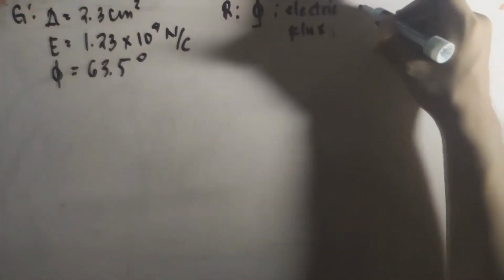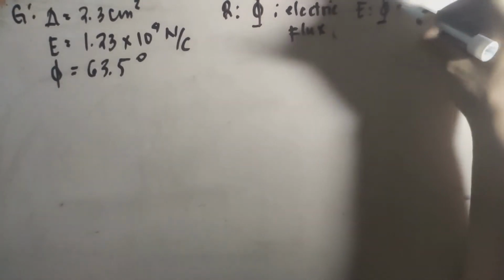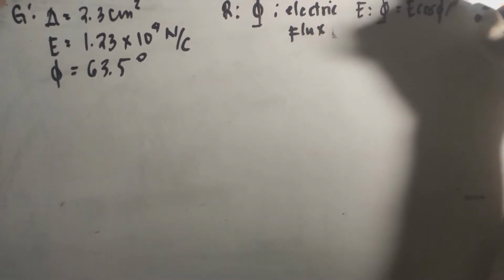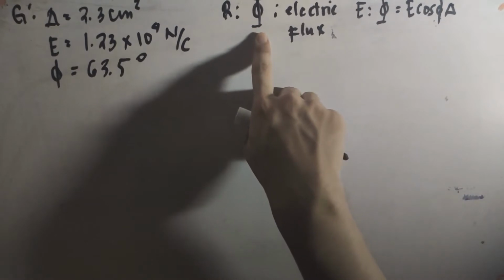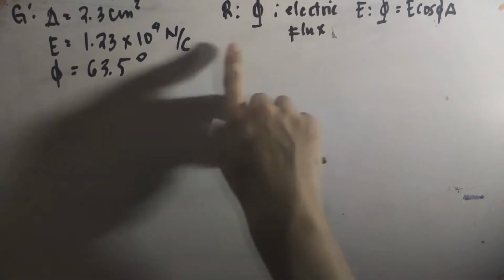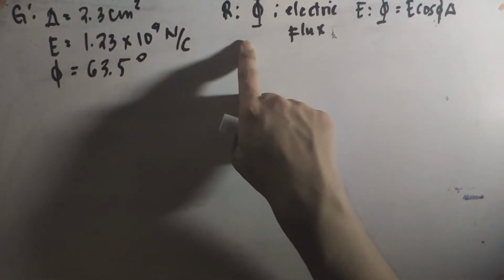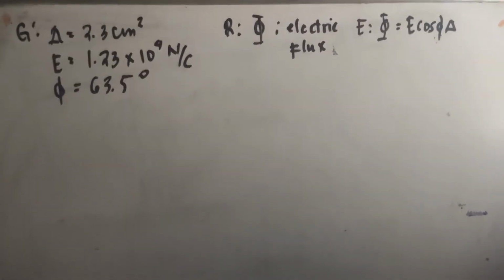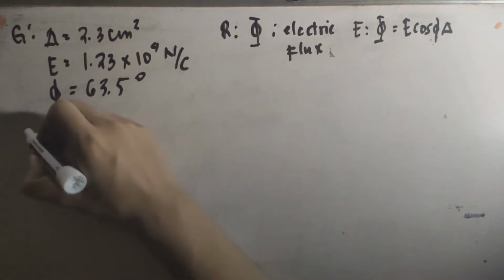Okay, and then our equation would be electric flux is equal to E cosine phi area. So don't confuse uppercase Greek letter phi to lowercase Greek letter phi. Alright, so this is for the value of the electric flux and this is for the value of the angle. Okay.